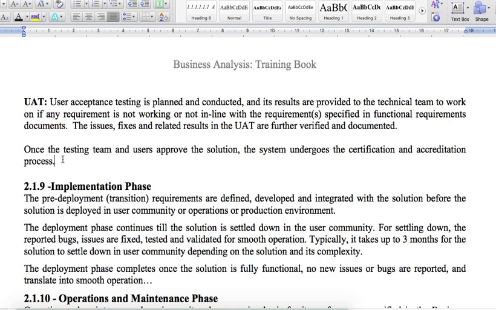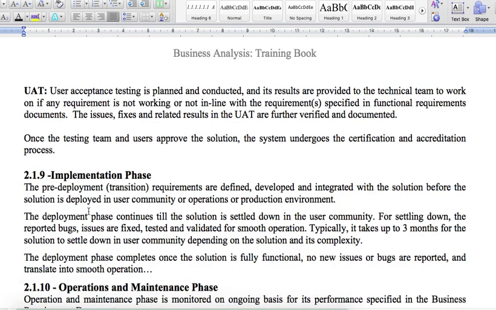Once the users give you sign off, then the system can undergo the certification and accreditation process. This is basically before the implementation. The service provider or the technical team can provide this certification and accreditation to the business stakeholders. Then comes the implementation phase.